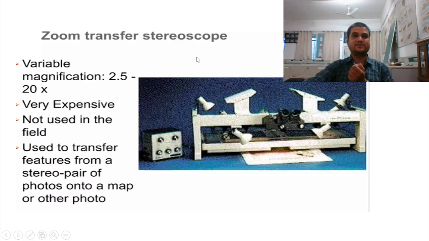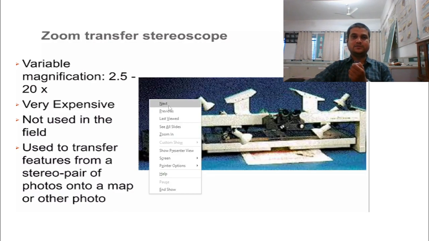Then the zoom transfer stereoscope, having variable magnification, 2.5 up to 20x, very expensive, not used in the field. It is used to transfer features from a stereo pair of photos onto a map or another photo. You can see this, there are four, this is eyepiece 1, 2. Here is the place of the images. It is huge, so it is very expensive, not used in the field. This is the zoom transfer stereoscope.